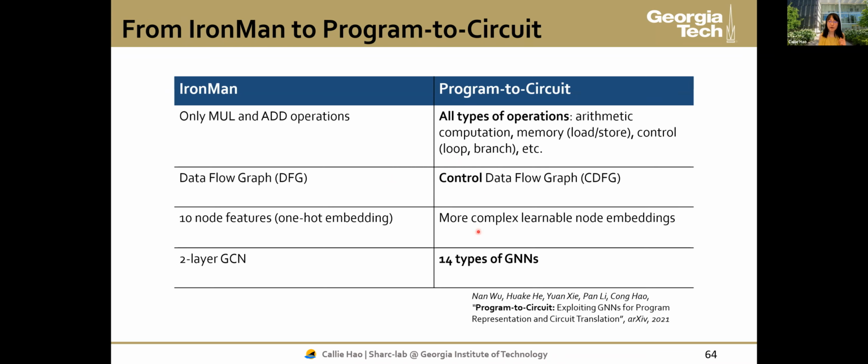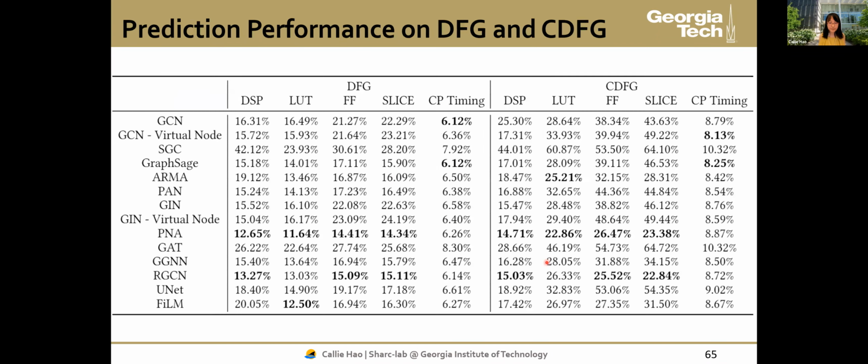And of course, we're going to need more complex learnable node embeddings, and we explore multiple types of graph neural networks. In the earlier case, we only tried a 2-layer graph convolution neural network, and now we explored different types of GNNs to see which performs better. This is the observation: we examined 14 different graph neural network models. These are the models that we explored.